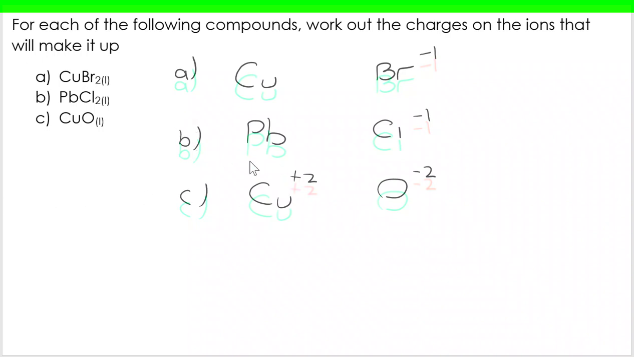In the remaining 2, for CuBr2, I've got 2 Br minuses. In PbCl2, I've got 2 Cl minuses. So for that reason, the copper must be +2 and the lead must be +2. What we're actually looking at here is the reverse of what we did when we worked out the formulae of ionic compounds way back in the bonding topic, chapter 3.